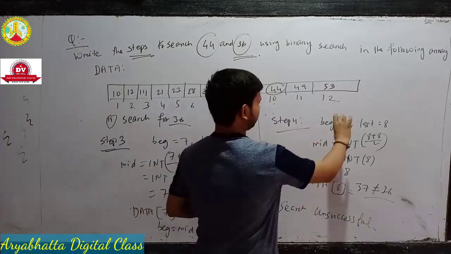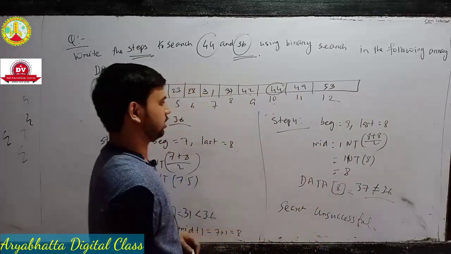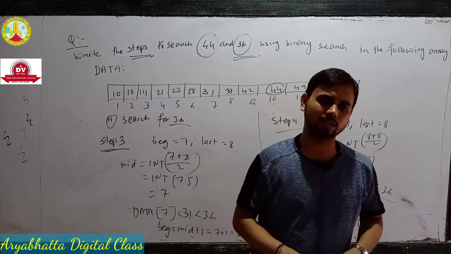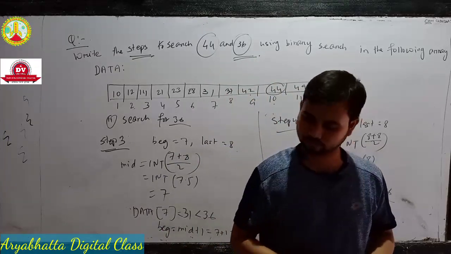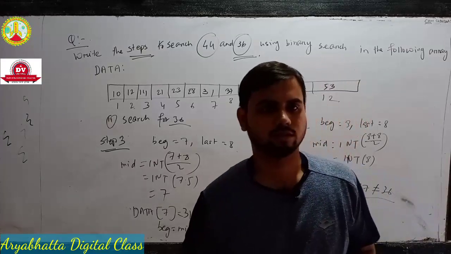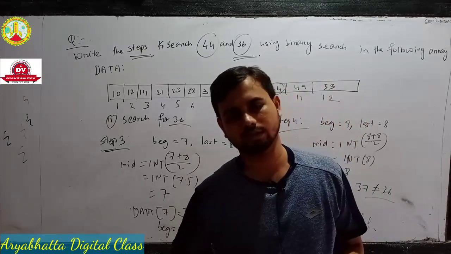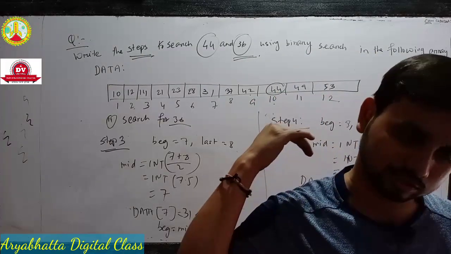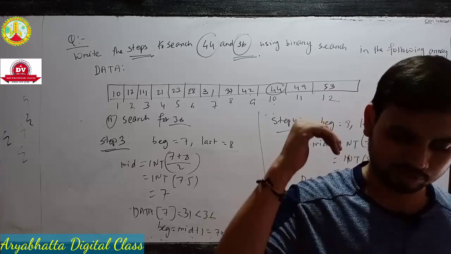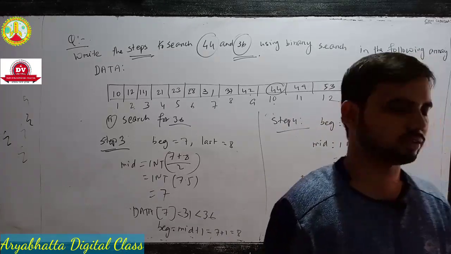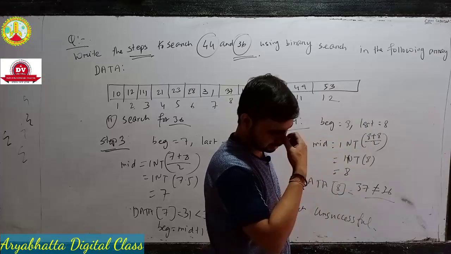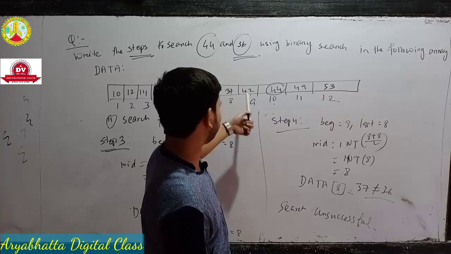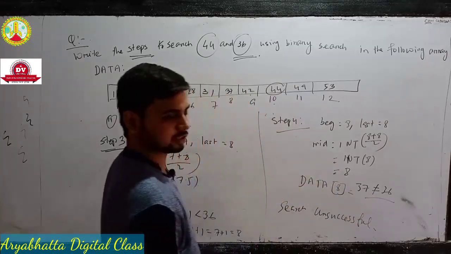When your beginning and last are the same, then it is the last step. You see the algorithm: we can search up to beginning is equal to last, up to that we search. When beginning and last are equal, then the step is the last step completed. Okay, so beginning 8, last 8. Your data 8 is 37, which is not equal to 36, unsuccessful, right?